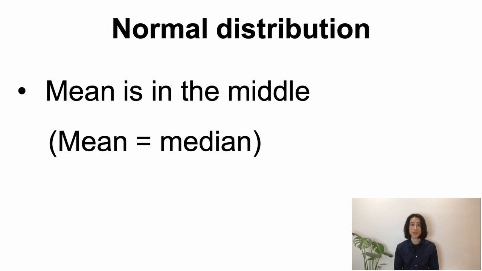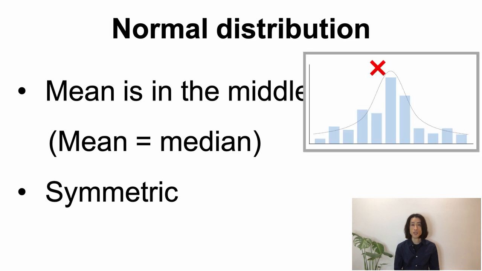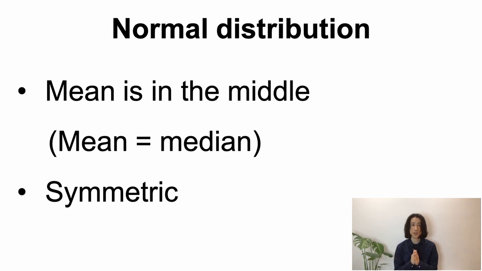Another characteristic is that a normal distribution is symmetric. Even when the mean is the same as the median, if it looks like this or this, you can't call it a normal distribution. Let's say I'm studying the average weight of dogs.